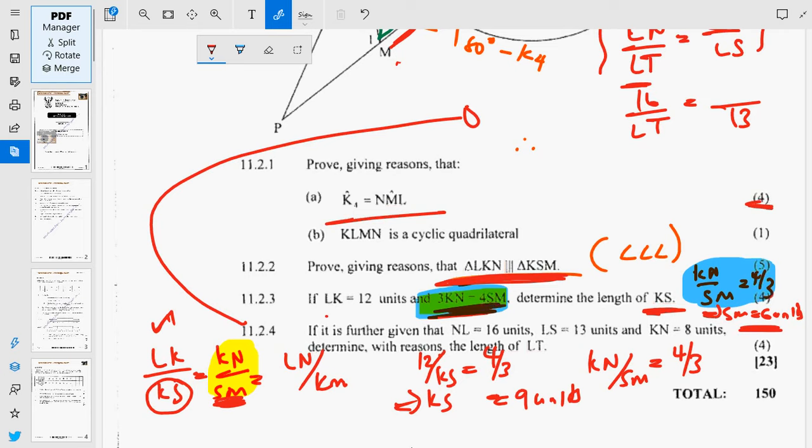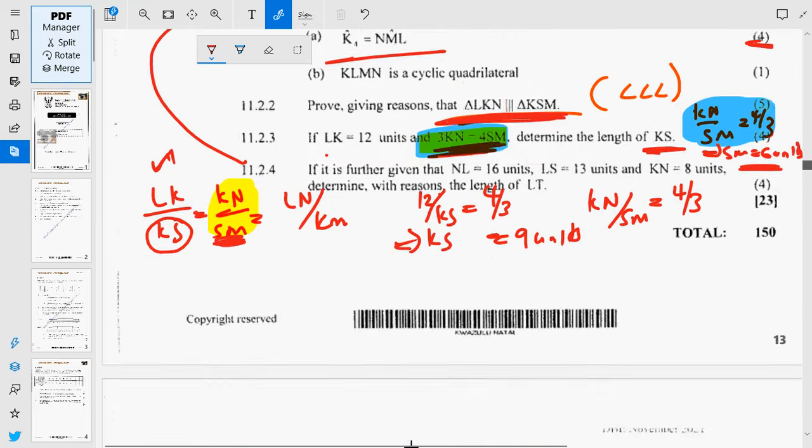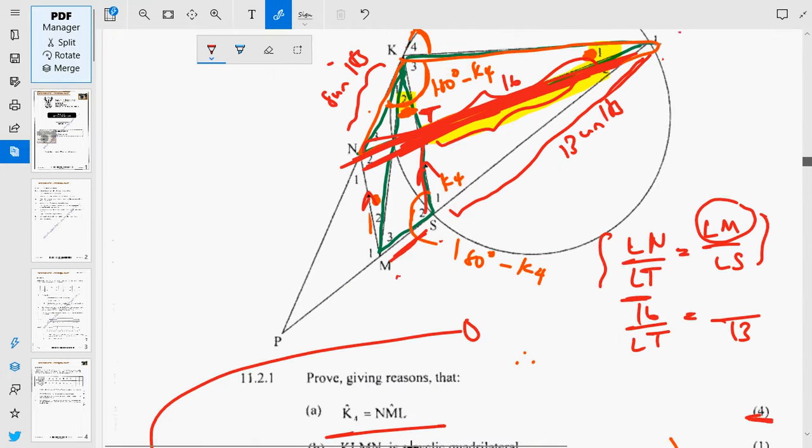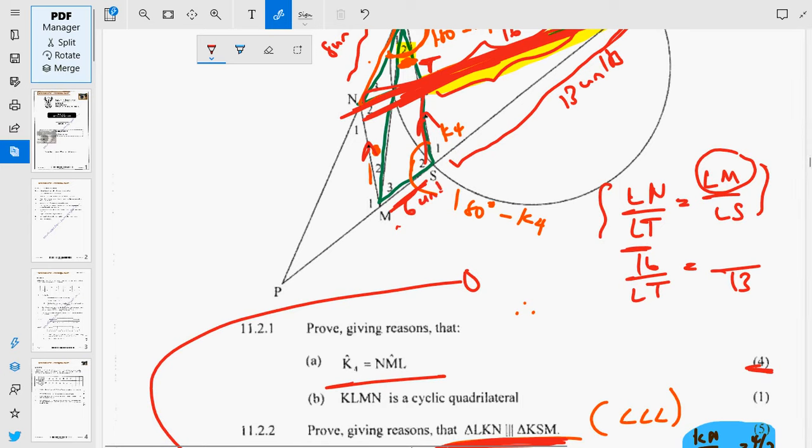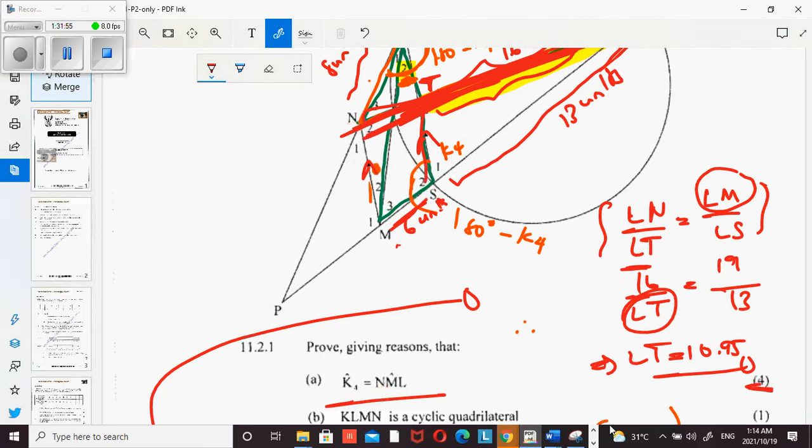Right. So now we have got SM. Now you have got SM to be 6 units. That means we can find LM, because LM will just be LS plus SM, which is 19. So 13 plus 6, which is 19. And you solve for LT. That means your LT is 10.95.